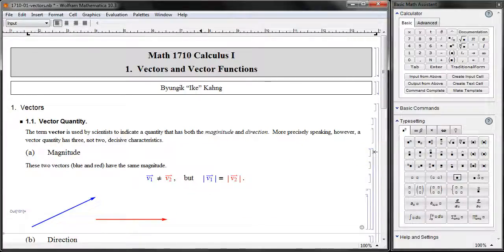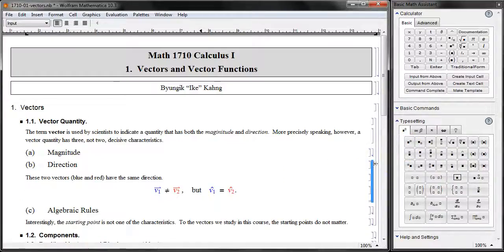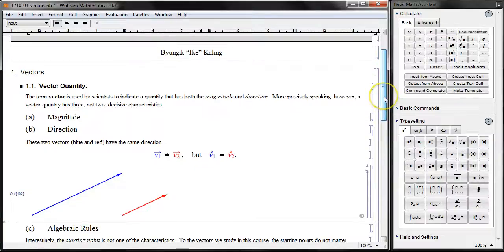This picture visualizes the magnitude. We have 2 different vectors, v1 and v2, blue and red, but they share the same magnitude, the same length, same size, and magnitudes are represented by absolute values. They're the same, but they're 2 different vectors because they have 2 different directions. How about this? We have 2 different vectors with 2 different magnitudes but the same direction. If you use this hat notation, that means the direction vector, and the directions are the same, but the magnitude for blue is certainly bigger than the magnitude for red.